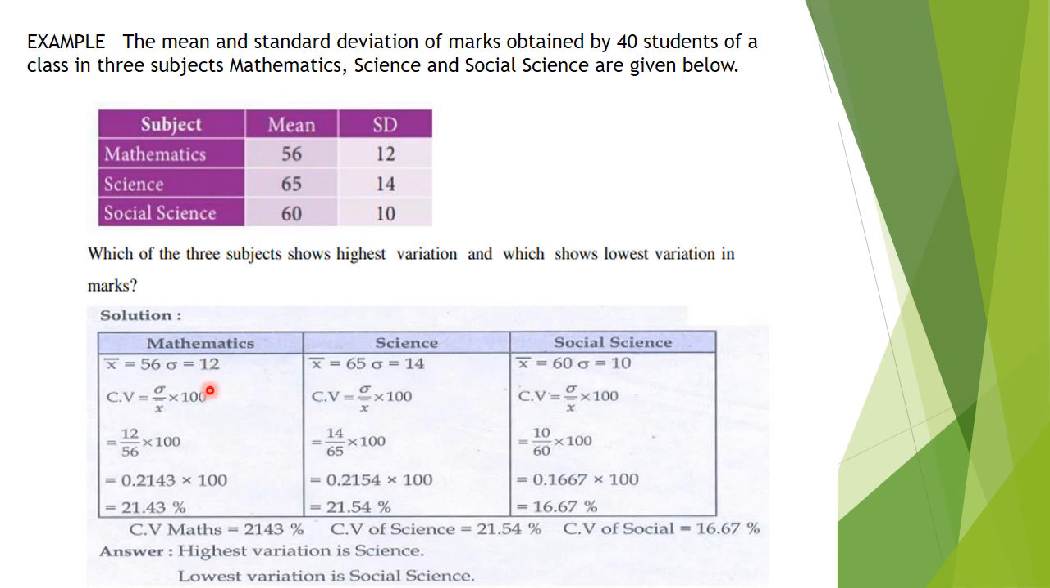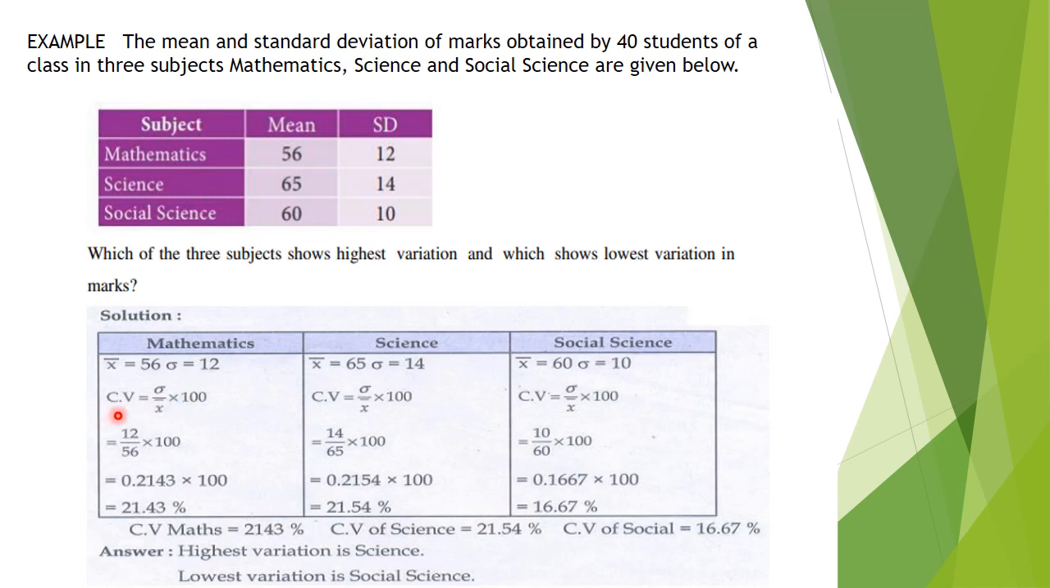Now in social science, mean is equal to 60, standard deviation is 10, is given. Now we find CV, standard deviation upon mean into 100. Put all these values in the formula. With the help of calculator, we do all calculations, that is 16.67%. CV of maths is 21.43%, CV of science is 21.54%, CV of social science is 16.67%.